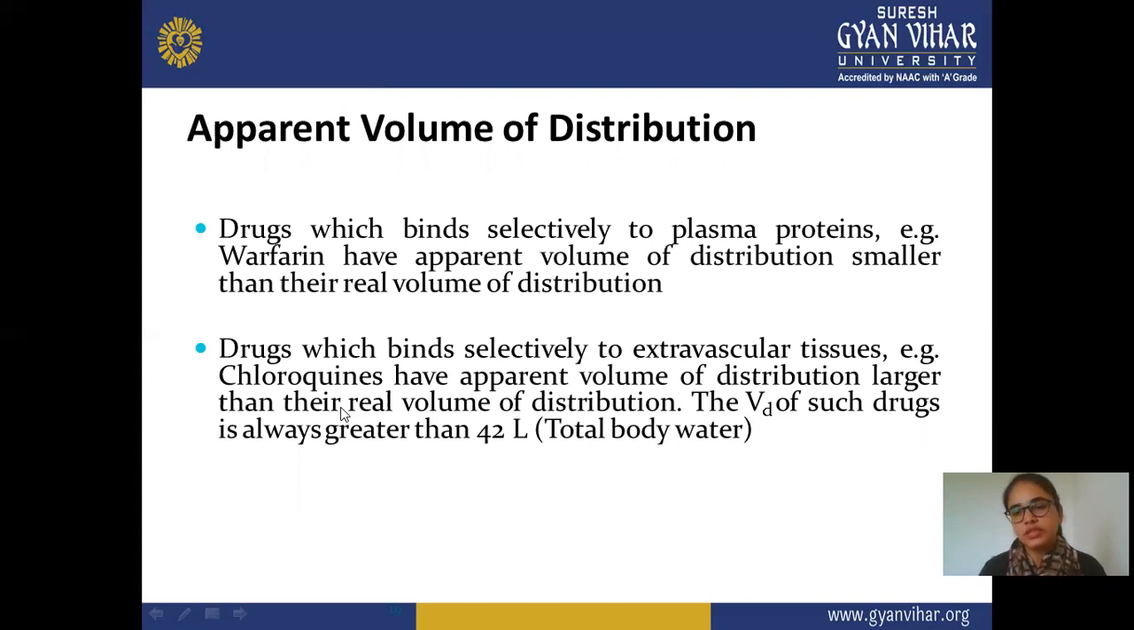A drug which binds selectively to extravascular tissue, that is chloroquine, has an apparent volume of distribution larger than the real volume of distribution, and we see this binding property in extravascular tissue. So a drug like chloroquine has an apparent volume of distribution larger than the real volume of distribution. This means the real volume of distribution is less, while the apparent volume of distribution is more in this condition. The volume of distribution of such a drug is always greater than 42 liters, that is total body water. So it is very high for this type of drug in extravascular tissue, because water is also present in high amounts in the tissue fluid or extracellular fluid.